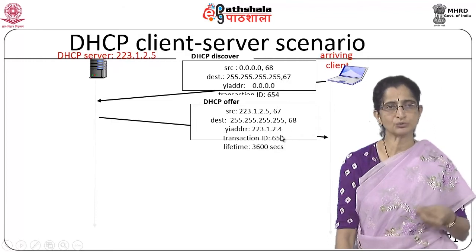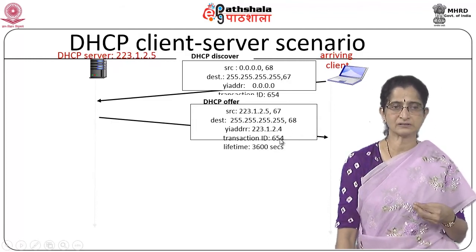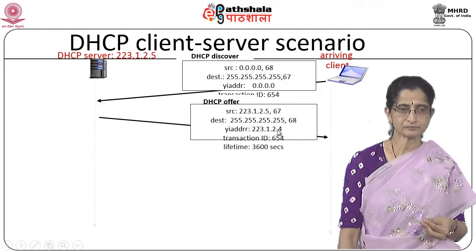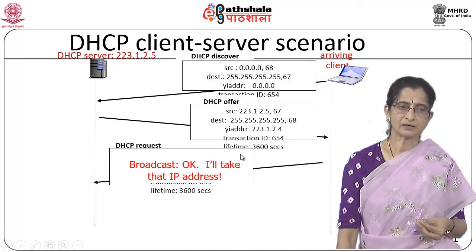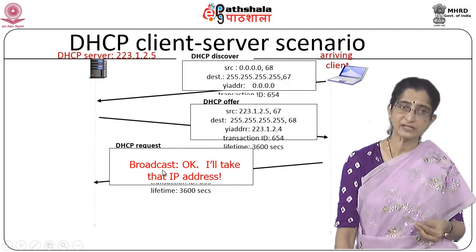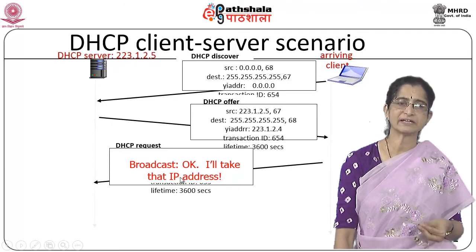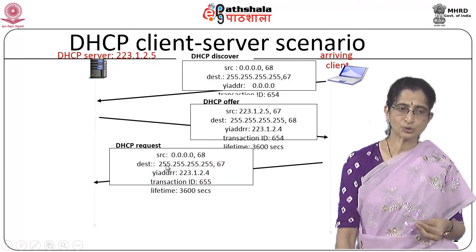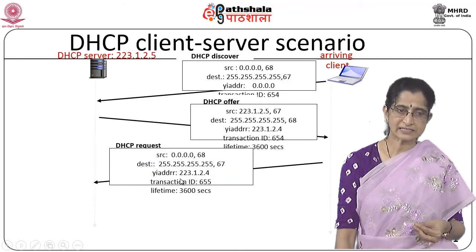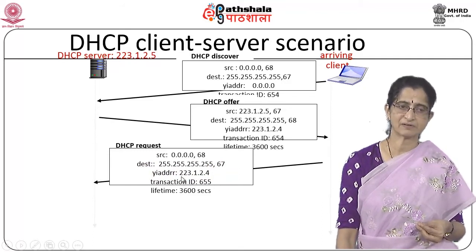So this field can be used to tie the discover message to the offer message. Then on receiving the offer, the client sends out a DHCP request, which again is broadcast. It says okay, I will take that IP address. So the source value is still all zeros, the destination IP address is all ones, and it accepts this address. It says that yes, I will take this address.